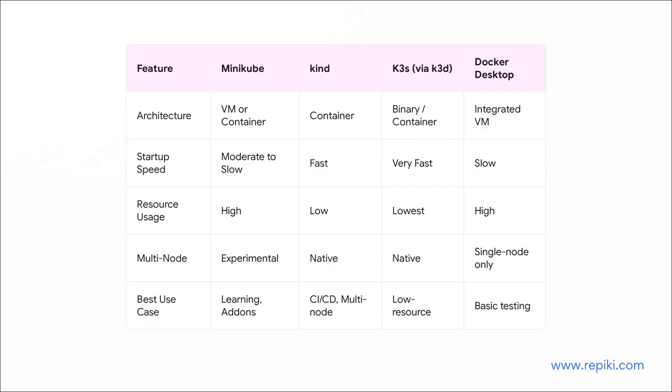Okay, so this table really brings it all together, right? Let's look at the multi-node support row. See that? Kind and K3s have native support, which is absolutely critical if you need to test how your app behaves in a distributed system. Now let's jump over to the resource usage row. K3s is the clear winner here if you're trying to be efficient. For just general learning and playing with lots of add-ons, Minikube is probably your best bet. And Docker Desktop? Great for that first quick simple test. So use this as your cheat sheet for picking the right tool for your job.